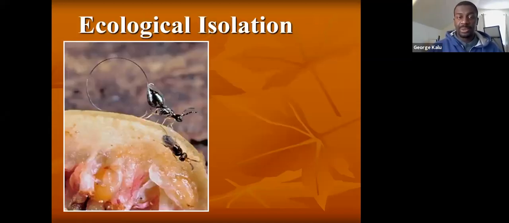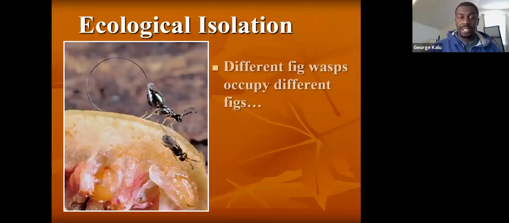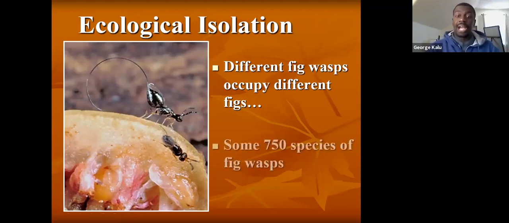The next one is ecological isolation, where you have different organisms occupying different habitats. For example, the fig wasps will occupy different figs. As a result, you end up with some fig wasps that evolve specific traits for the specific figs that they're on, while other ones develop other traits for the specific figs that they live on as well. This ultimately led to about 750 different species of fig wasps. So this is an example of ecological isolation. They occupy different types of figs, and so they develop different traits that allow them to best live on that fig.